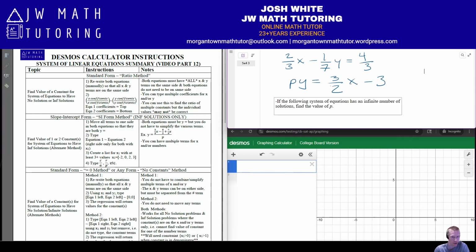So I'm talking about problems where they give you two linear equations, they tell you that the system has either no solution or an infinite number of solutions, and then they ask you for the value of one constant, or sometimes they'll ask you for the ratio of two constants. So it might say like P over R or G over K or whatever. So there's multiple different methods that you can use.